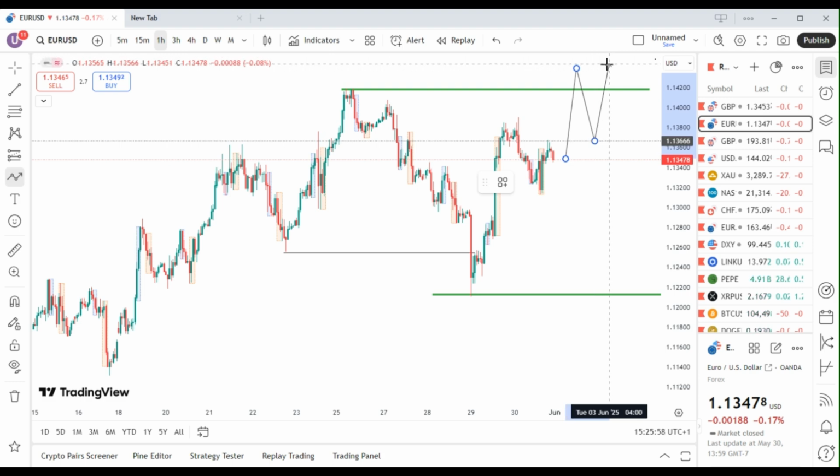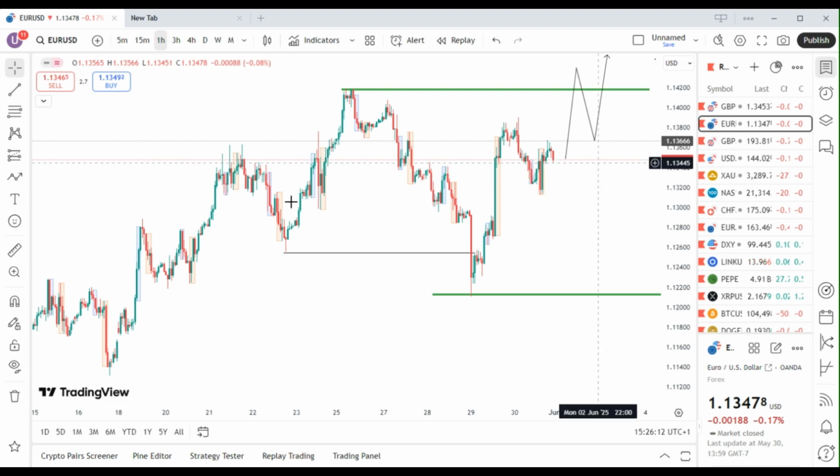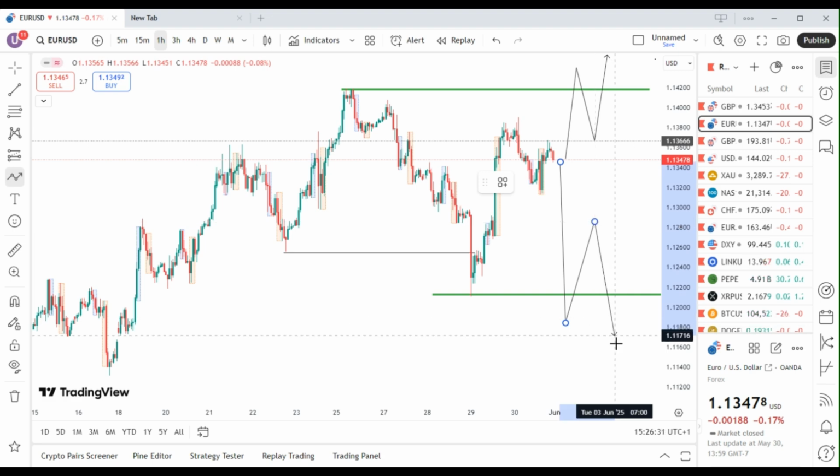But if for any reason price decides to close below, that means we'll go bearish this week before going bullish. If for any reason price decides to break and close below this zone, thereby breaking this structure, that means price wants to go bearish this week before going bullish, because overall on the weekly time frame and daily time frame, we are still going bullish. So these are two ways we will take action on Euro USD.